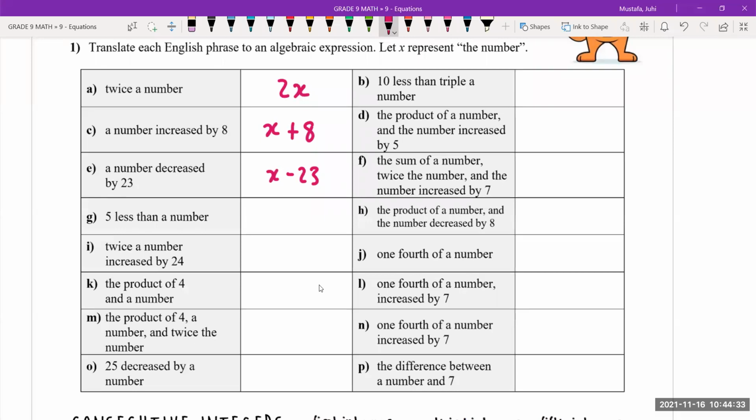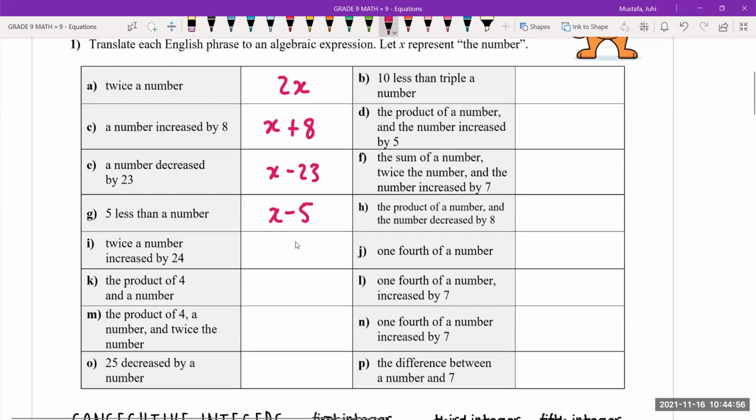5 less than a number. We know it's subtraction, but are we going to write it as 5 minus X or X minus 5? What do you think? Yeah, and how did you know that? Okay, you got it. I always say whenever I see less than, I always switch around the order. 5 less than a number means you have a number and then you're subtracting 5 from it. Okay, we're going to get a little bit more complicated.